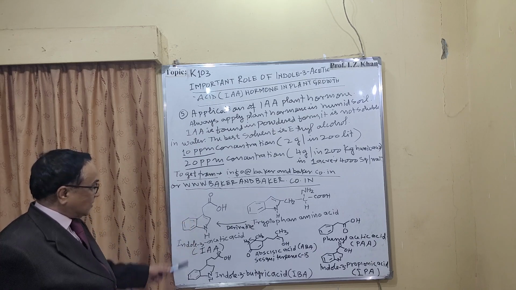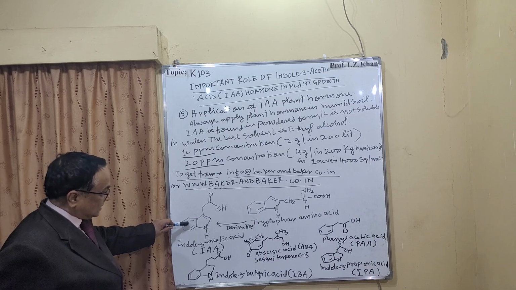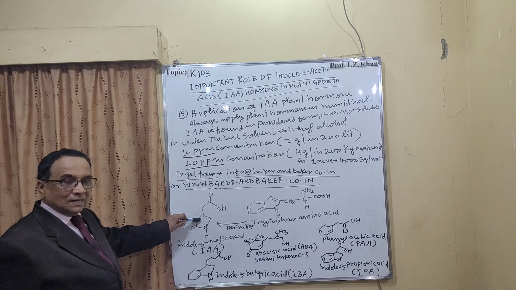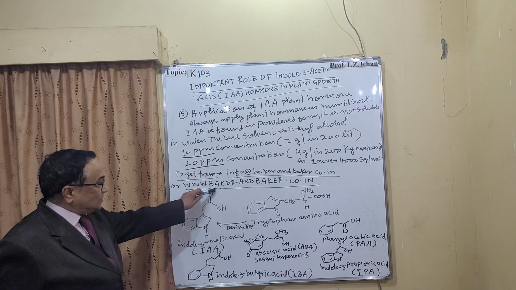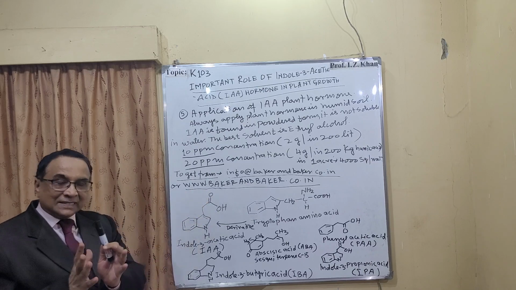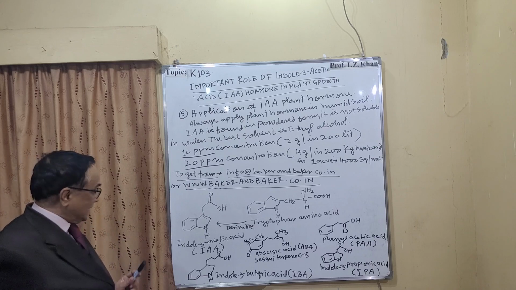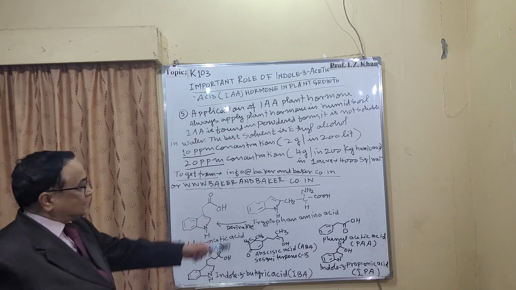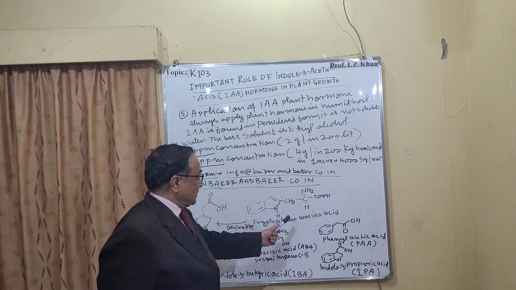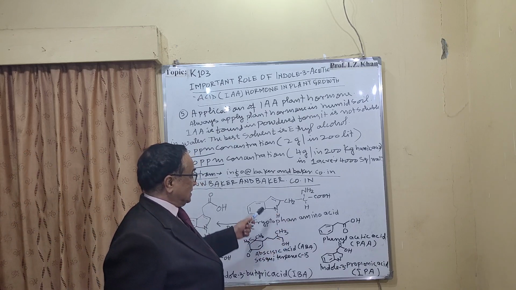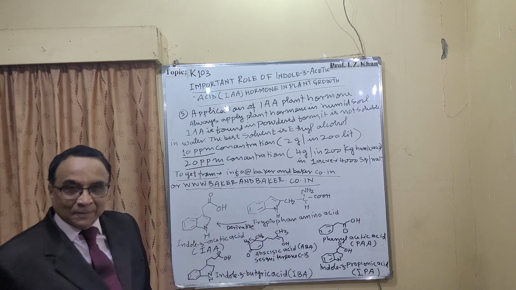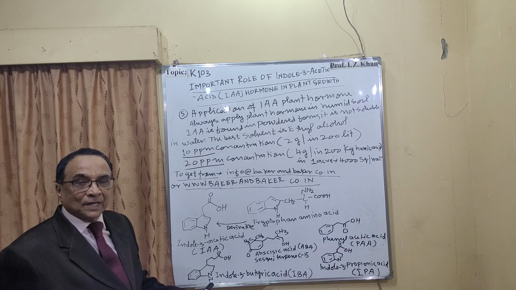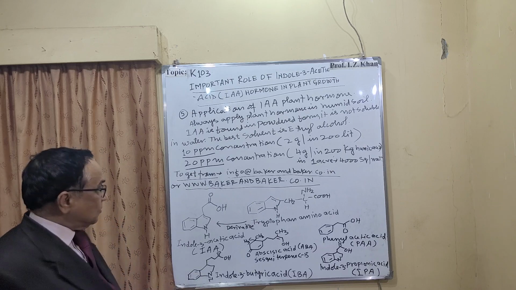Here is the structure of IAA, indole 3 acetic acid: positions 1, 2, 3, and at the 3 position there is a carboxylic group. This is an aromatic ring, this is a 5-membered ring with an amino group, that is NH, and this is your carboxylic acid. That is the skeletal nucleus of IAA, and indole 3 acetic acid is a derivative of the amino acid tryptophan. This is the structure of tryptophan. From tryptophan it is derived in the plant in the form of a plant hormone.